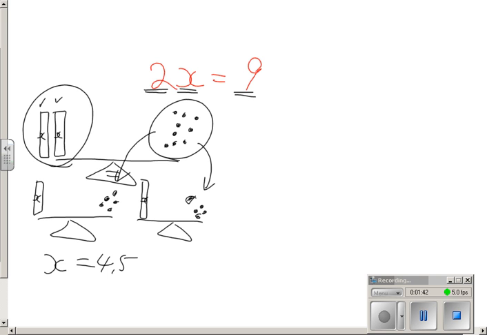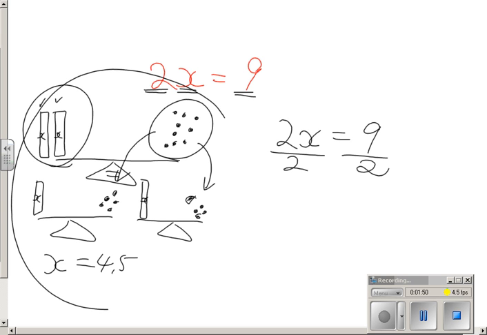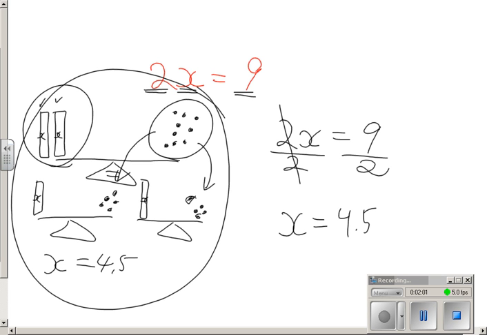Now, without modeling that, I could do it much simpler by just saying, okay, 2x equals 9. Divide this side by 2 and divide this side by 2, which is exactly what we did over here, but we're just doing it with numbers instead of models. 2x divided by 2 gives me 1x. 9 divided by 2 gives me 4.5. So my answer that way would also be 4.5.